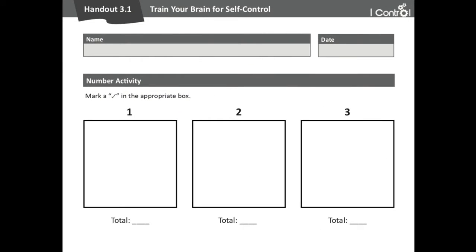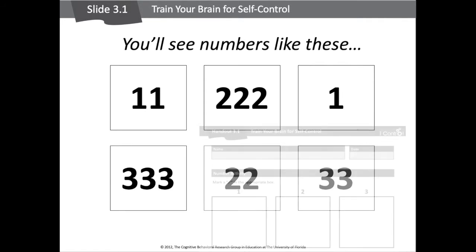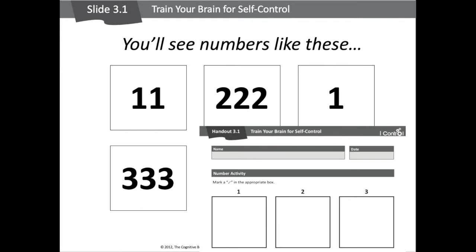Now we're going to review Lesson 3. Please turn to handout 3.1. You'll do a fun activity to get a sense of how you can train your brain to be better at self-control. On the screen, you'll see a set of numbers with 1s, 2s, and 3s. Each number will flash for 1 to 2 seconds, and you'll quickly put a check in the box that records either the digit that is shown or how many digits are shown.